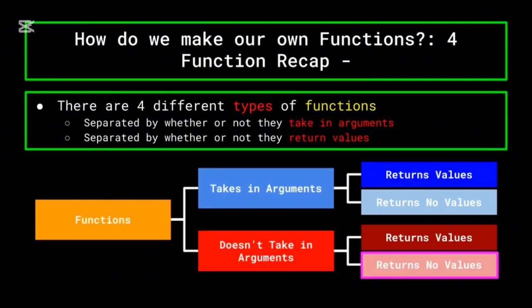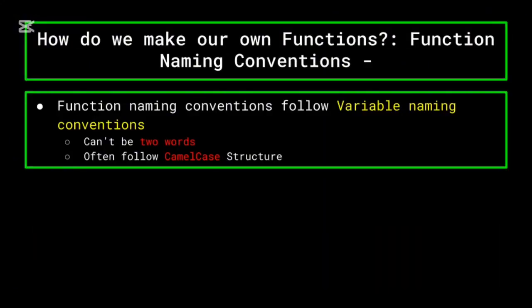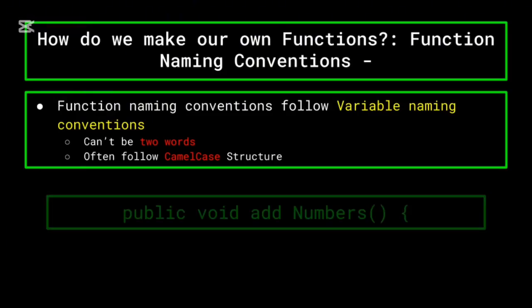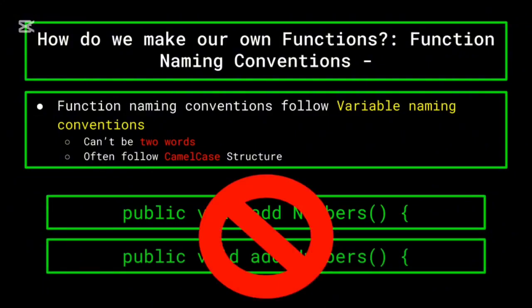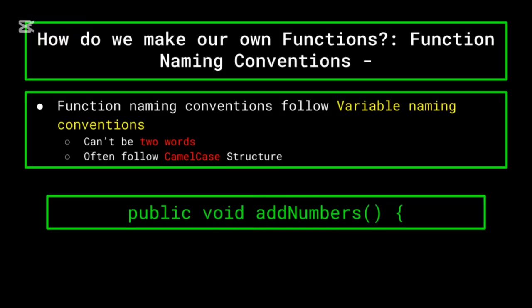Before we start that, there are a few small things I want to note about function naming conventions. The variable naming conventions we talked about previously also translate over to function names. So you can't have two-word functions, and you can't use special characters like periods or commas. Generally, you're going to want to follow the same camel case style which we talked about in the variables video, which is not capitalizing the first word, but capitalizing each word after that.